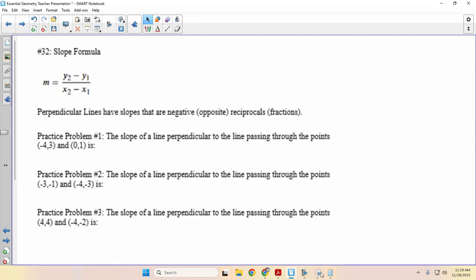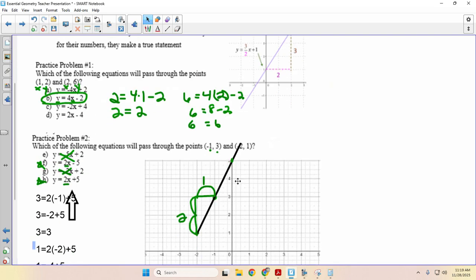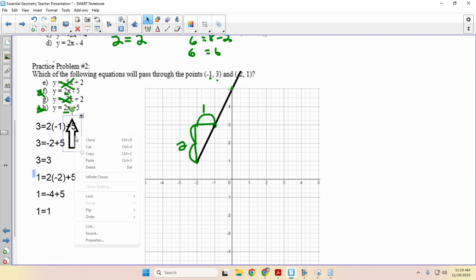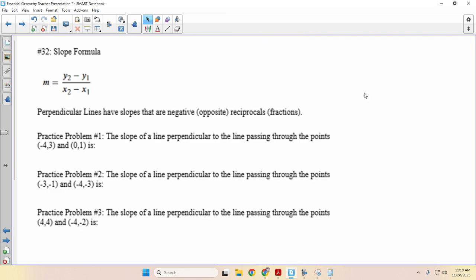All right, so for question number 32, you're going to need the slope formula, the equation of the slope between 2 points. So it is y2 minus y1 over x2 minus x1. We also have to know that perpendicular lines have slopes that are opposite reciprocals, and their reciprocals are fractions. And remember, that just means we are flipping the slope. Okay, so let me show you this in practice problem number 1.